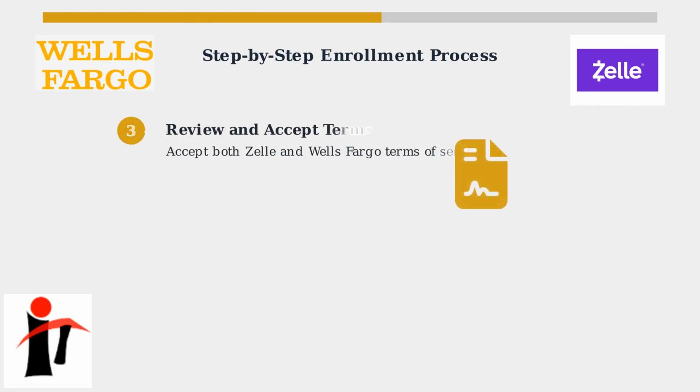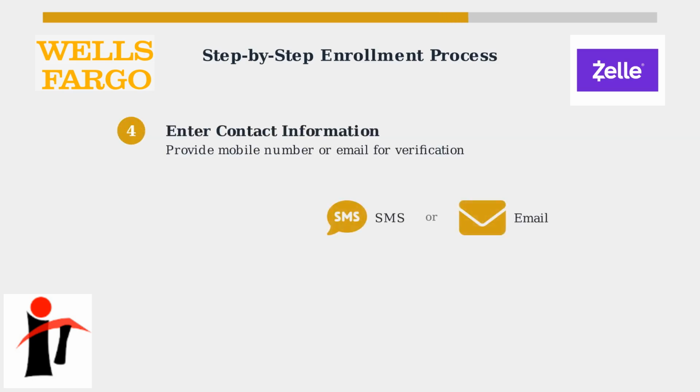Step 3. Carefully review and accept the Zelle Terms of Service as well as Wells Fargo's additional terms. This is required to proceed with enrollment. Step 4. Enter your mobile phone number or email address for Zelle enrollment. Choose whether you want to receive your verification code via SMS text message or email.